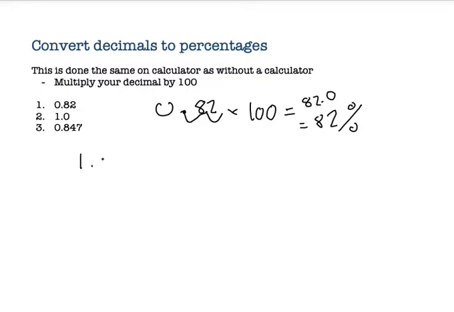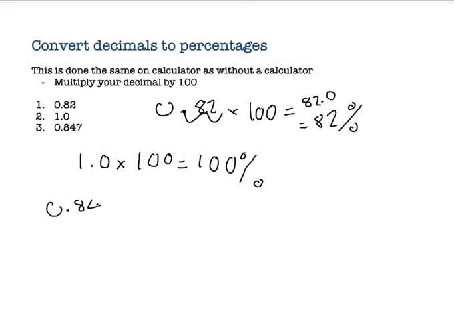Okay, second example, start off at 1.0. A 1 is a whole, and let me just demonstrate that it's going to be 100%. So 1 times 100, any number times 1 is just the number itself, so 100 times 1 is going to just be 100. And it's our percentage, so throw the percentage sign on. Ta-da!